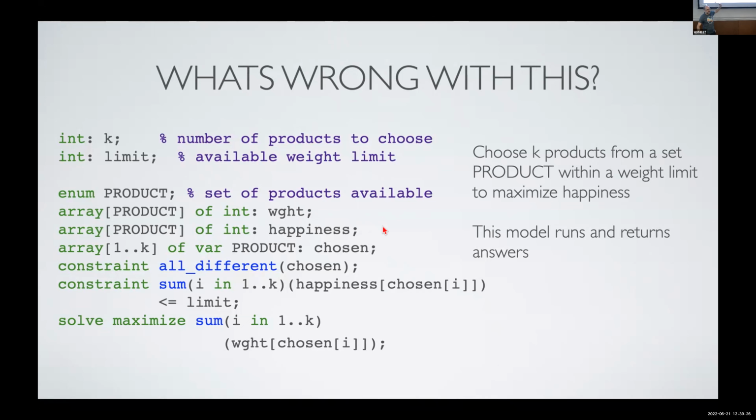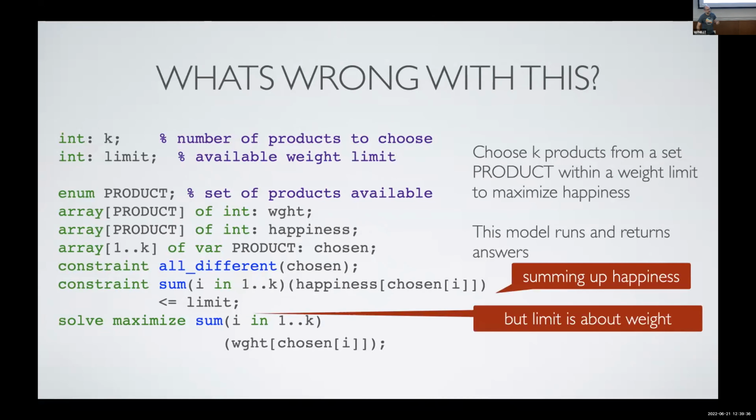So I just made a tiny change in this model, right, where I said, okay, now I'm summing up the happiness, and I'm saying that has to be below the limit. But this doesn't make sense, right? Because we're summing up happiness, but the limit is about weight. There's still a type error in this problem, right? I'm still comparing two integers that really mean two different things.